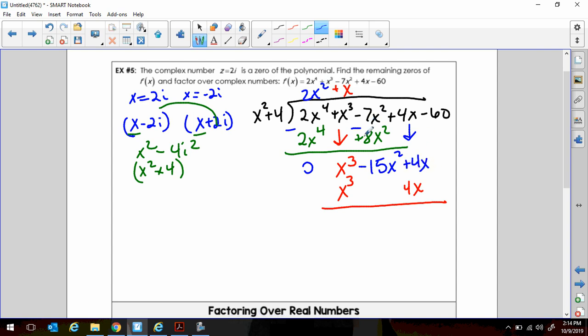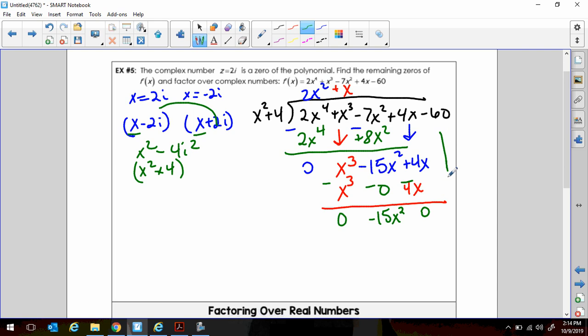Okay, well, I'm subtracting. Don't forget that you're subtracting. We're not adding or anything. We're subtracting. Minus 0 if I have to, right? Minus. Okay. X cubed minus x cubed is 0. That's how we did it, to get rid of it. So we have negative 15x squared left over. Can't subtract that from anything. And then 4x minus 4x is 0. So we're done with this.